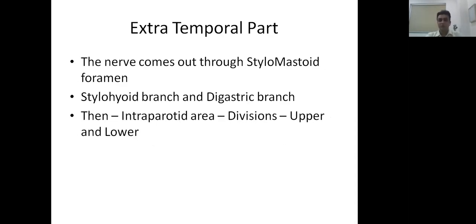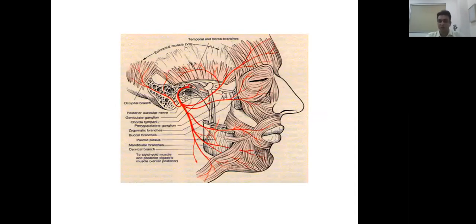So, the extratemporal part, let us discuss that. As we know, it comes out through the stylomastoid foramen, then it gives the stylohyoid muscle and digastric branch. 2 branches are given then, and then the intraparotid part, where there is an upper division and a lower division. In turn, these 2 divisions divide into ultimately 5 branches that supply the muscles of facial expression. They are motor branches.